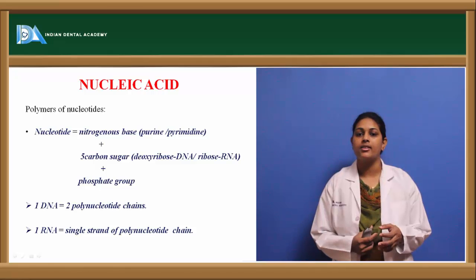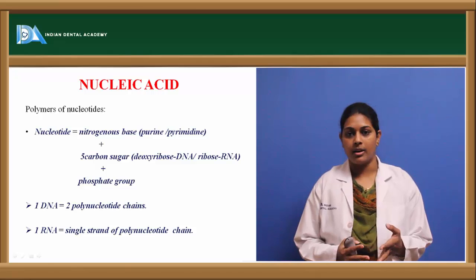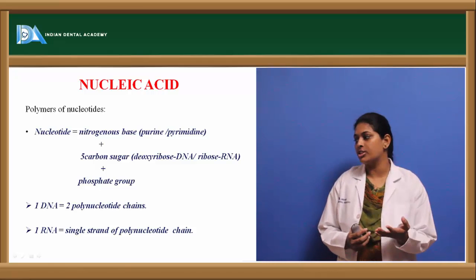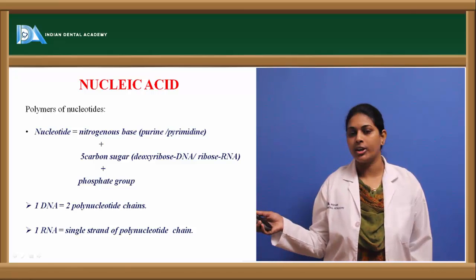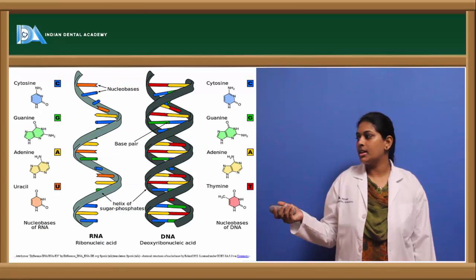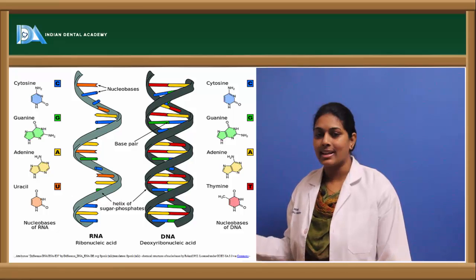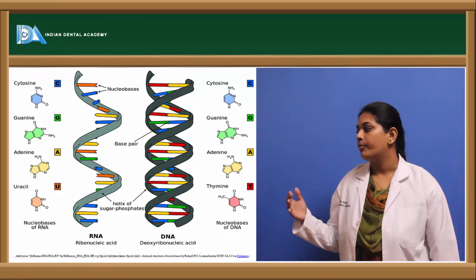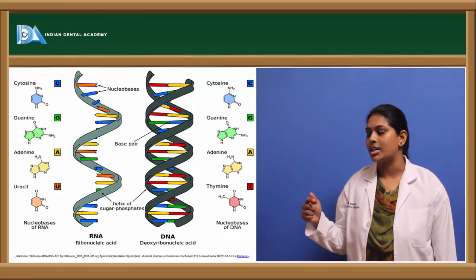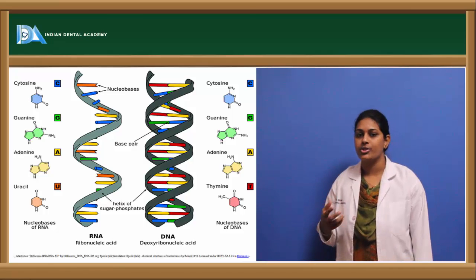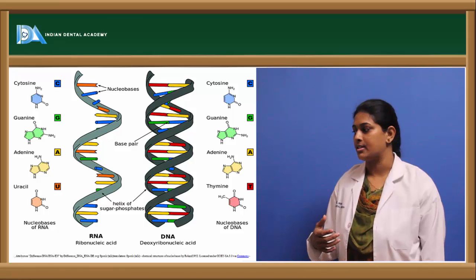One DNA consists of two chains of nucleic acid, so it is known as a double-stranded element. Whereas RNA is a single-stranded chain, that is, it consists of only one polynucleotide chain. This is a picture showing a DNA and RNA. RNA shows only a single strand of nucleotide chain, which consists of cytosine, guanine, adenine and uracil. Adenine and guanine are purines, whereas cytosine and uracil form the pyrimidines.